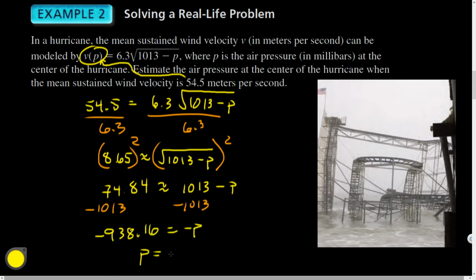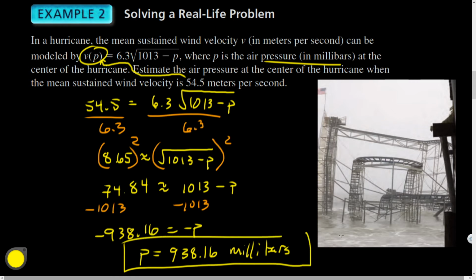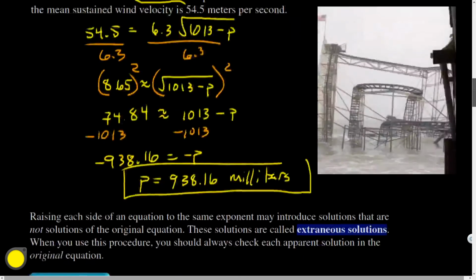So pressure is equal to 938.16, and pressure is measured in millibars. I don't even know how to abbreviate millibars. But boom, that'll do. And so, well, I don't know what that means, but that's a hurricane happening right there. Your roller coaster's underwater.